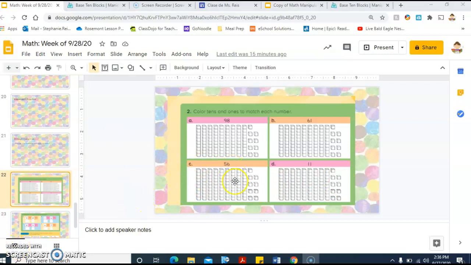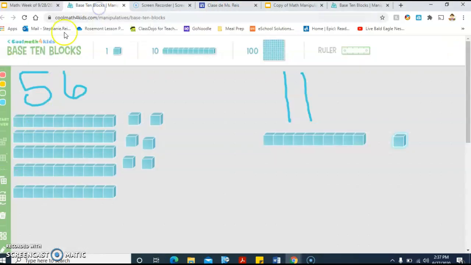Alright, let's review letter C, 56, and letter D, 11. Okay? So I used my math site up here from my classroom website. I'm going to click on it. I wrote the number 56. I have a 5 in the tens position, so that means I'm going to use a rod, and I put down 5 rods. I have a 6 in the ones position. My ones position, I always use units, and I'm going to put 6 units. So 1, 2, 3, 4, 5, 6. So this is what 56, letter C, should look like.